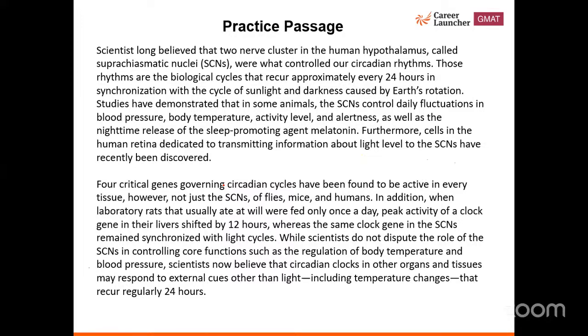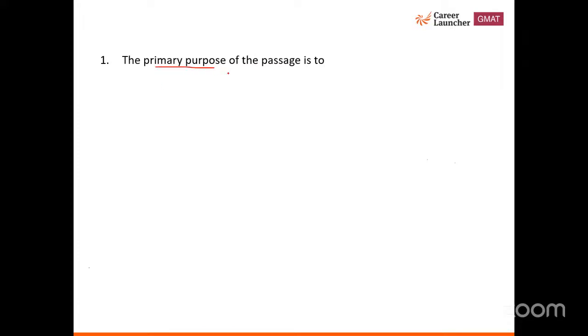All right. I hope we have read through the passage here, guys. Read through the first and the last lines. All right. So here, let's find the primary purpose of the passage.